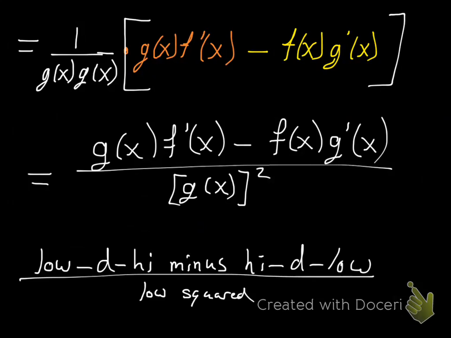So if you can remember low d high minus high d low, that's the silly way of remembering the quotient rule. Low d high would be the low function times the derivative of the high function, or the top function, minus high d low. That'd be the high function, or the top function, times the derivative of the bottom function. And I think I have another video that will show some examples of taking derivatives using the product and quotient rule.